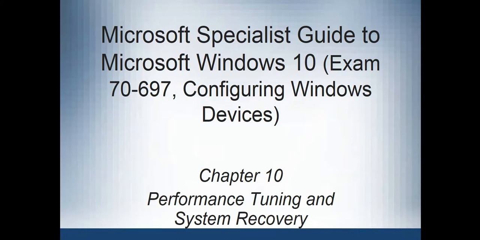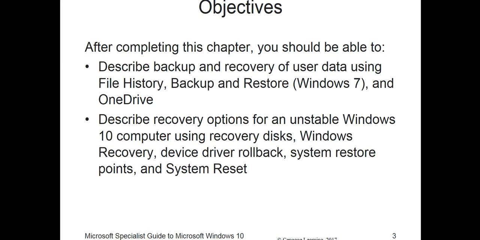So again, here we are, we're in Chapter 10. In Chapter 10, we're going to deal with performance tuning and system recovery. So our objectives, after completing this chapter, you should be able to describe backup and recovery of user data using File History, Backup and Restore from Win 7, and OneDrive.